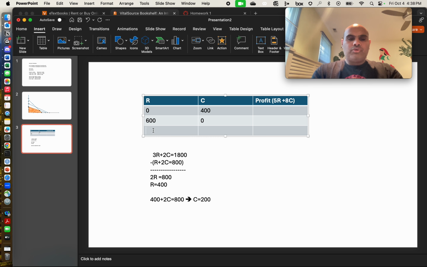So 400 regular gloves, 200 catcher's gloves. So what is the profit here? If I'm not making any regular gloves, only catcher's gloves, that'll be 8 times 400. That's $3,200 in profit. If I only make regular gloves, there'll be $3,000 in profit, 600 times 5. Here it'll be 2,000 plus 1,600, so 3,600, right? And there you go.